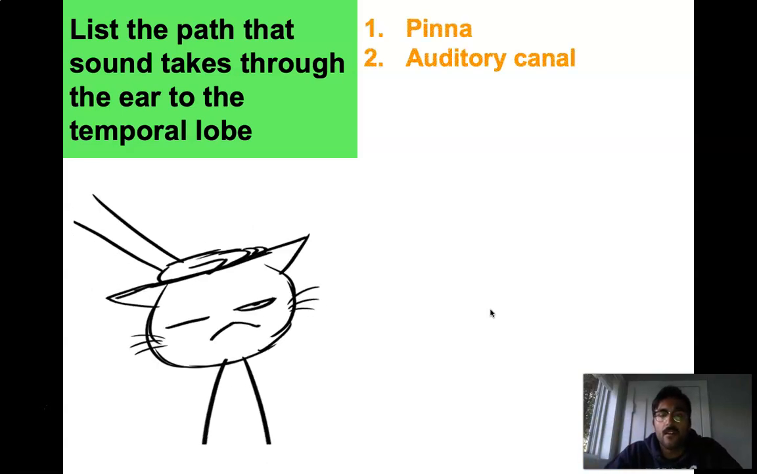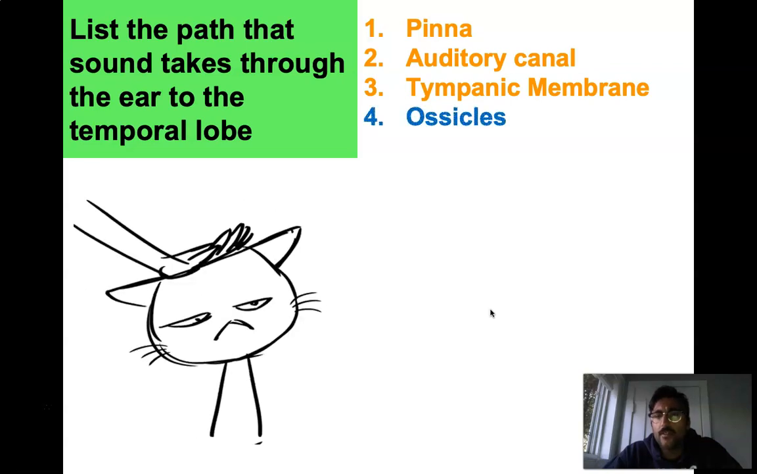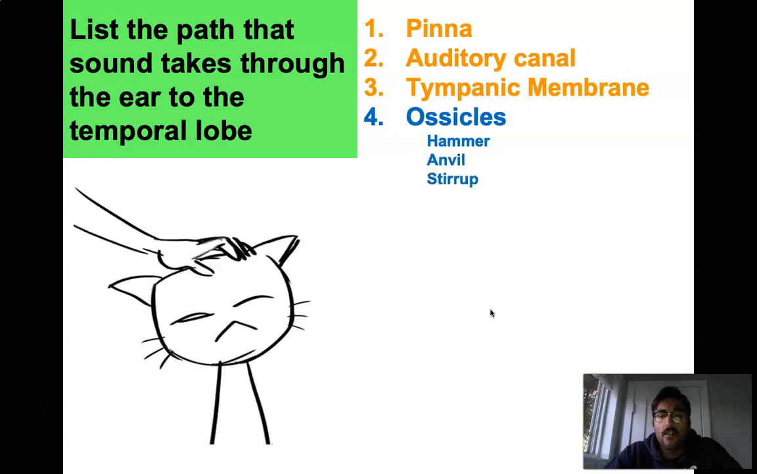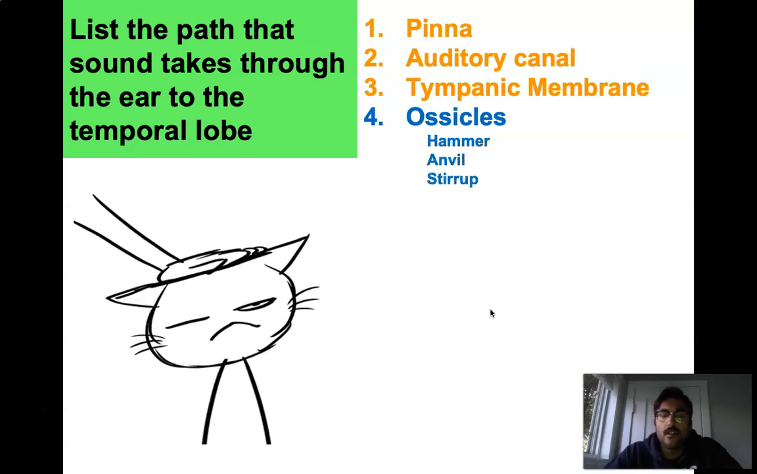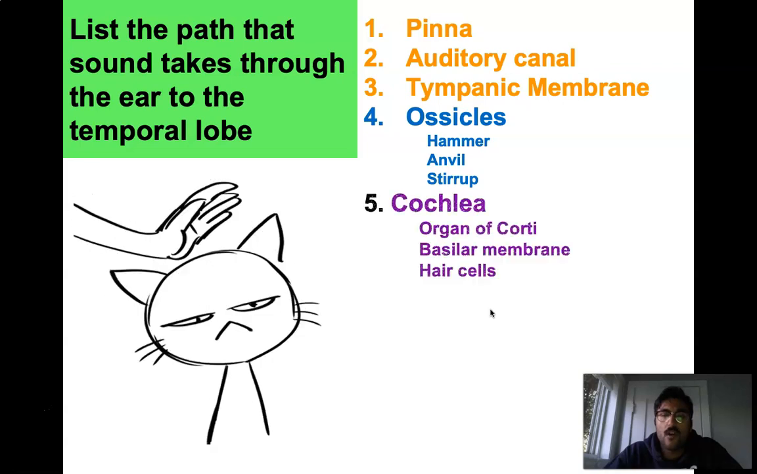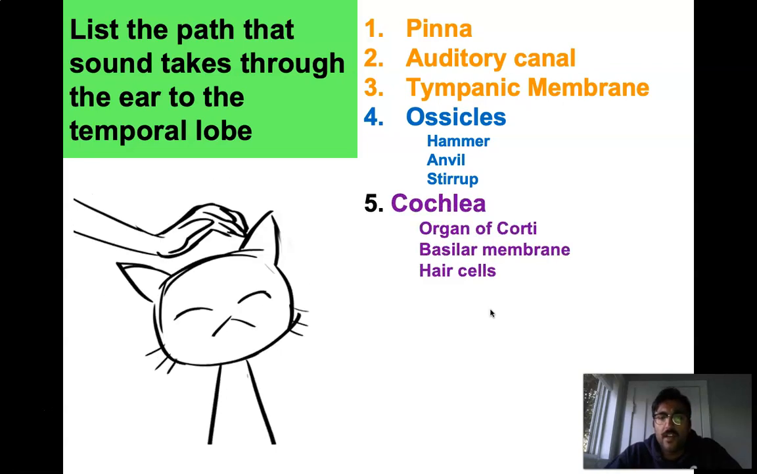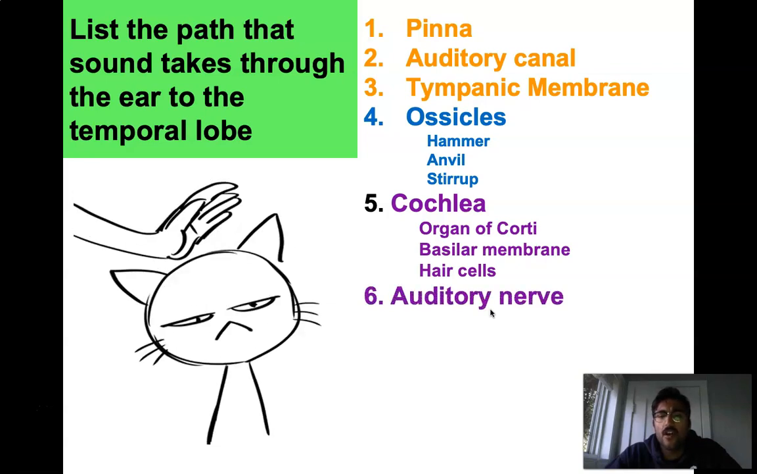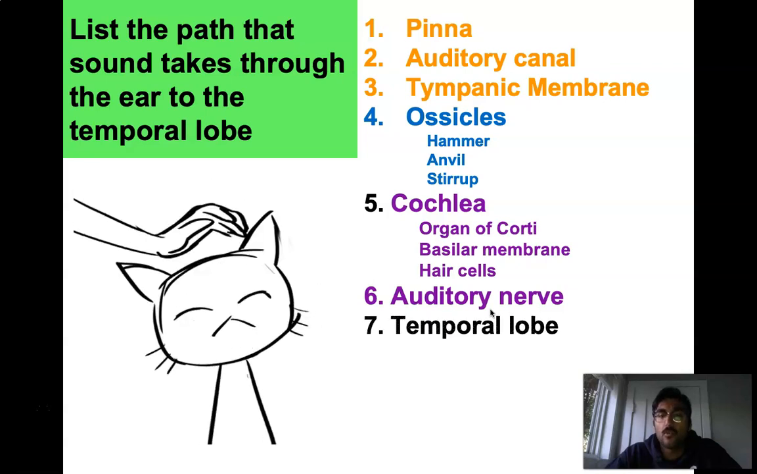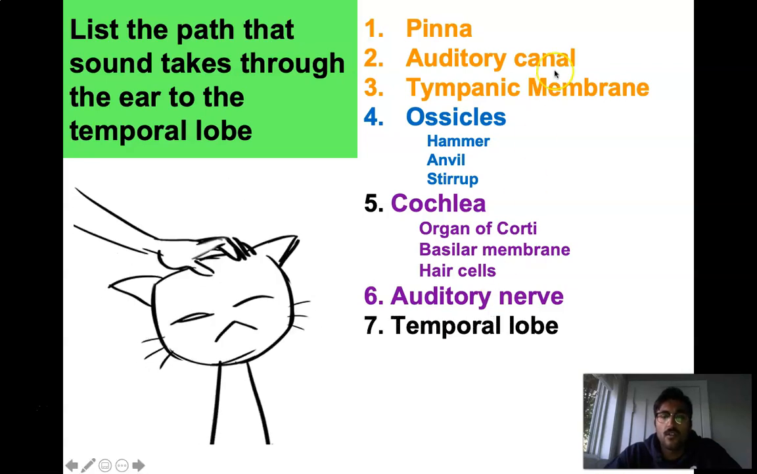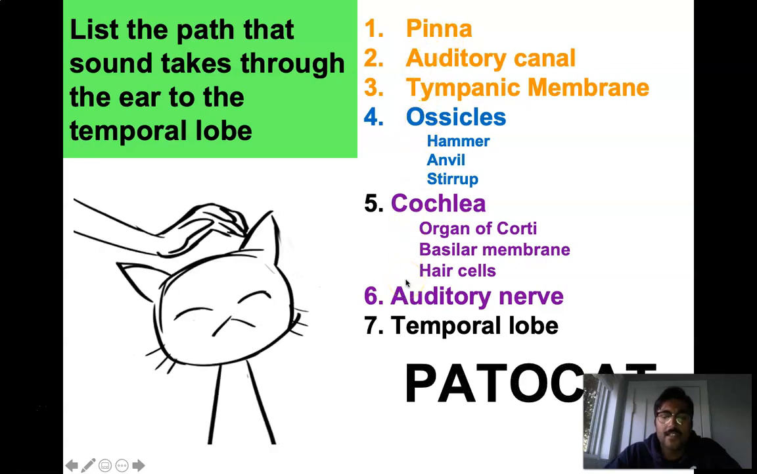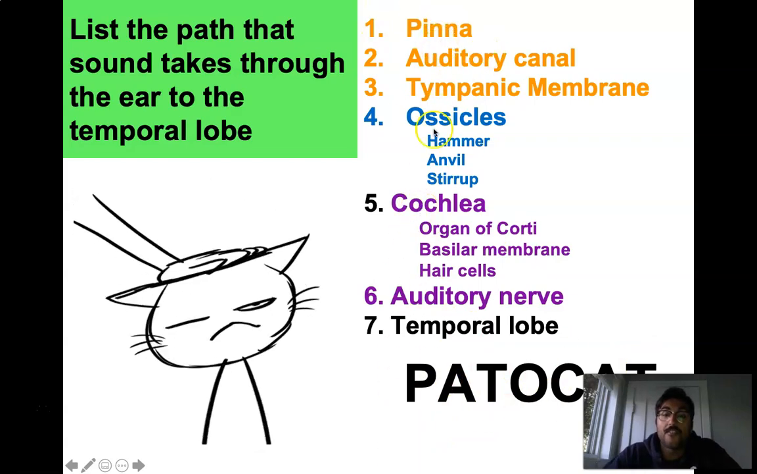So if you ever had to like memorize what the path of the sound is throughout the ear, it goes pinna, auditory canal, tympanic membrane or eardrum, ossicles, those really small bones, that's the middle ear. There's the name hammer, anvil, stirrup, or there's other names for them as well. Then you go into the cochlea, which is your inner ear, which consists of the organ of Corti, the basilar membrane, and the hair cells, and then the auditory nerve. And then from there, we're going to go to the temporal lobe of the brain. So this spells out P-A-T-O-C-A-T, so pat-o-cat. So think pat-o-cat when you want to remember the order of structures that sound goes through to get to the brain.